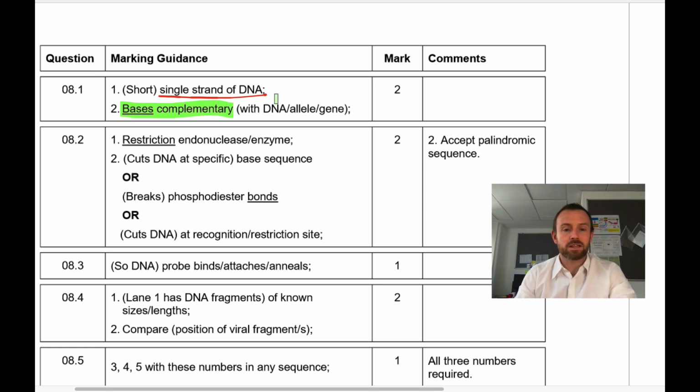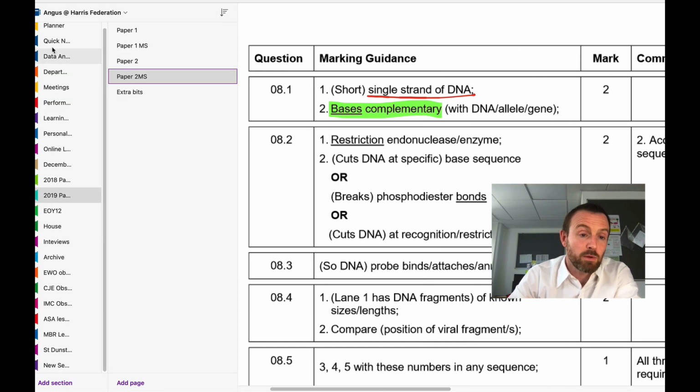Not that the DNA is complementary, but the bases on the DNA probe are complementary to the target sequence. In this question, it didn't require you to know the different types of labeling on the probe, but it is normally fluorescence or radioactivity.